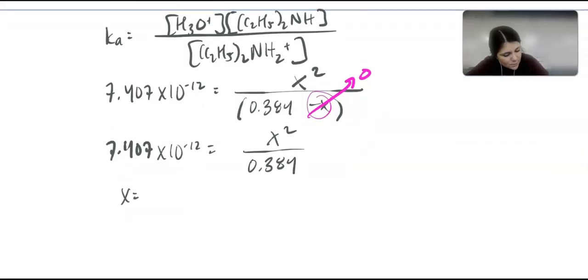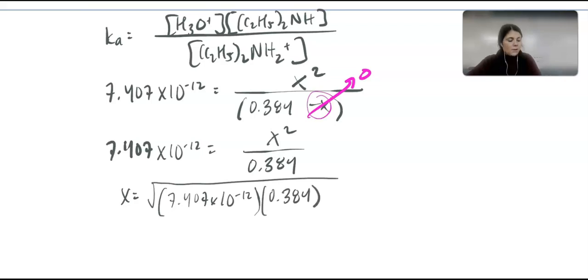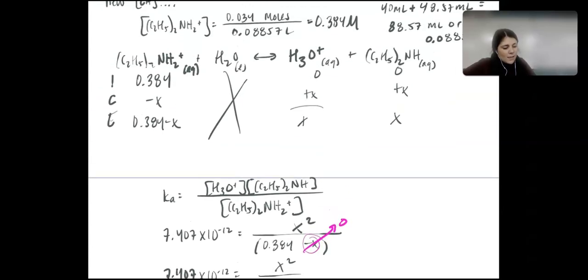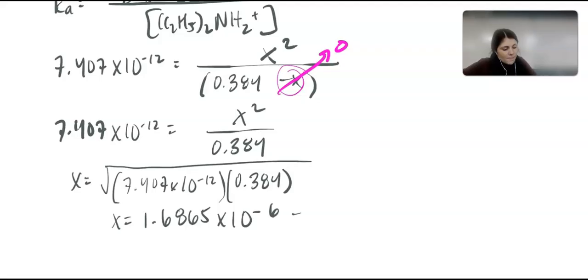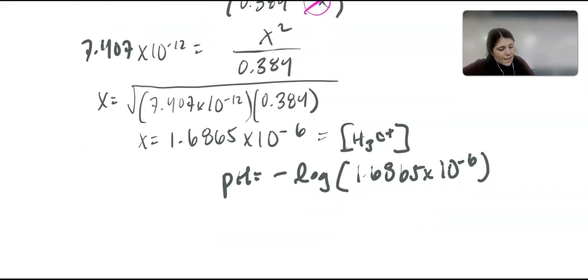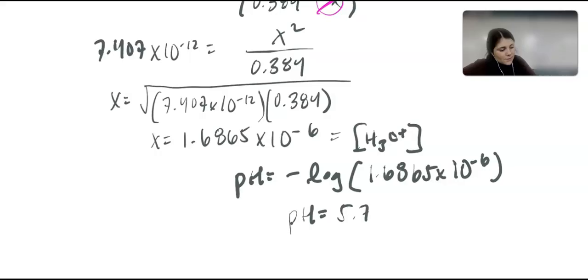Let's rearrange this. So X equals the square root of our Ka times the concentration of our conjugate acid. X is going to be 1.6865 times 10 to the negative 6 molarity. Well, it will be concentration, but that X value, looking back up at the beginning, will be what hydronium is, okay? So from here, hydronium helps us figure out pH. So pH is the negative log of that value, and I get my pH as 5.77.